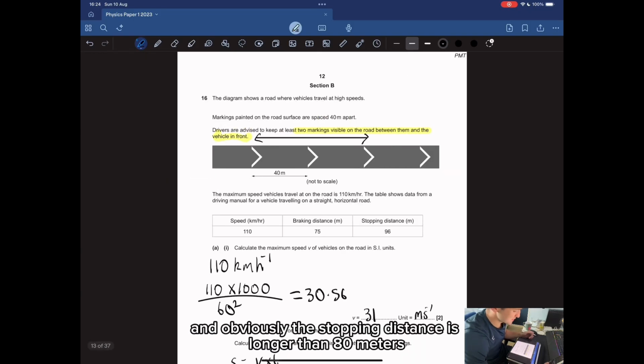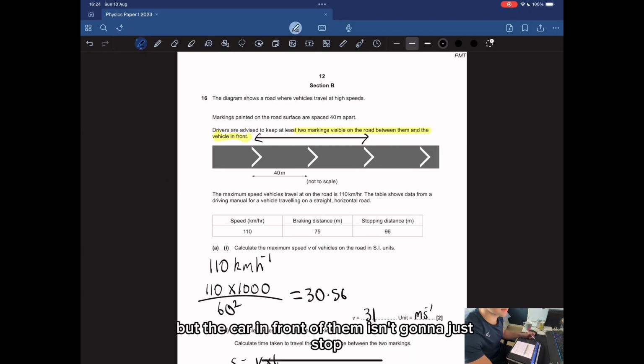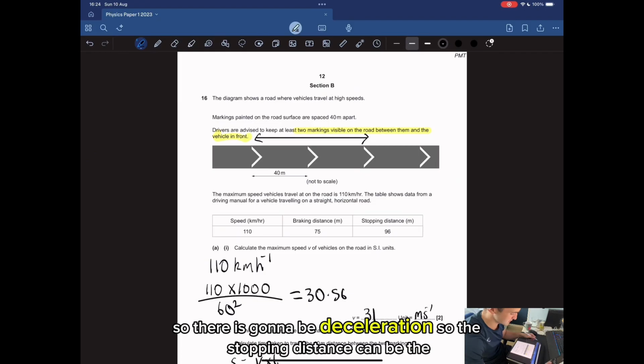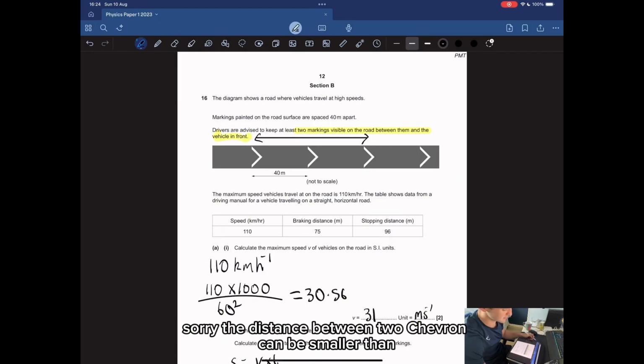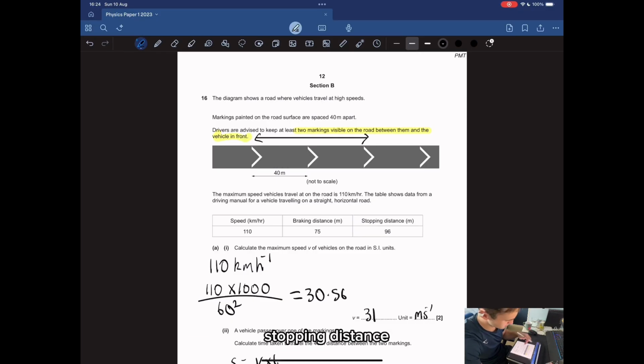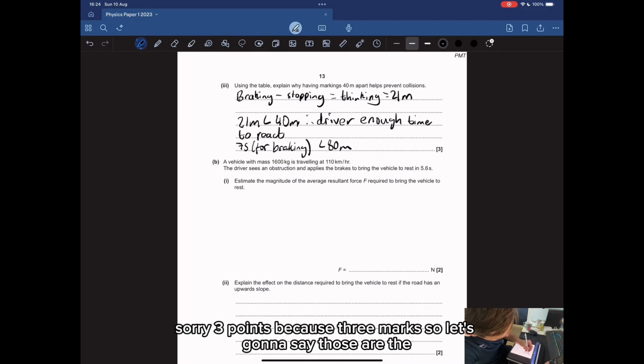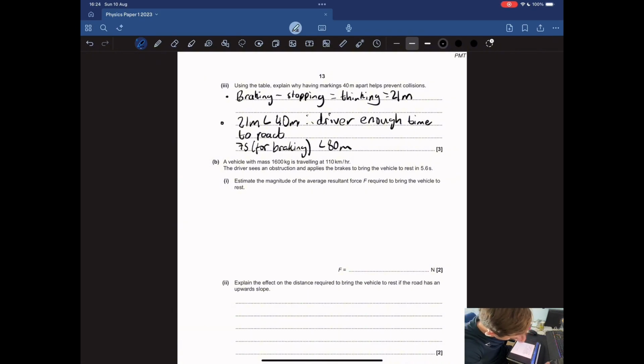And obviously the stopping distance is longer than 80 meters, but the car in front isn't going to just go from a velocity of 110 to 0 in 0 seconds. There is going to be deceleration, so the distance between the two chevrons can be smaller than the stopping distance. So that's 3 points, because it's 3 marks.